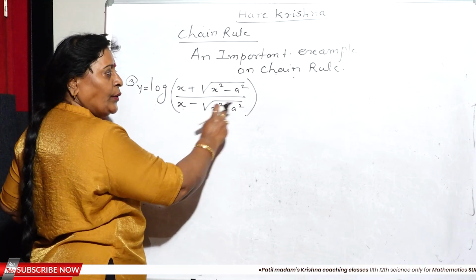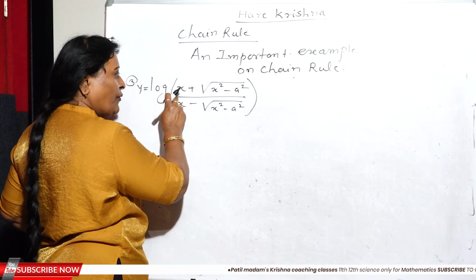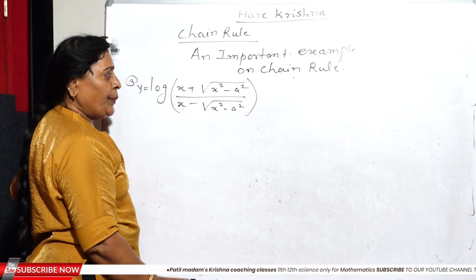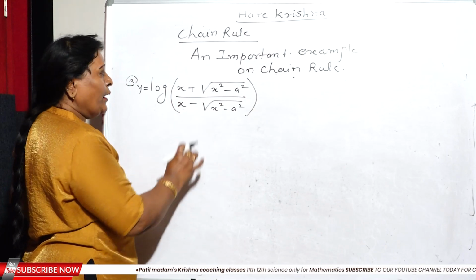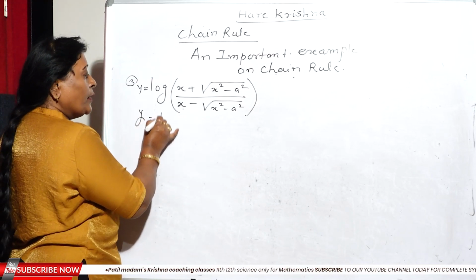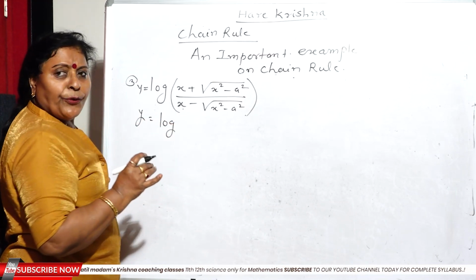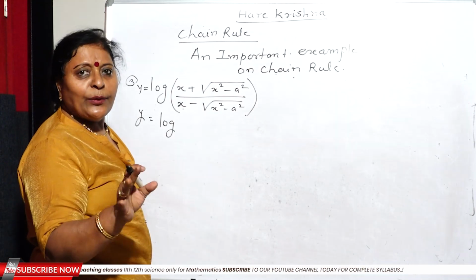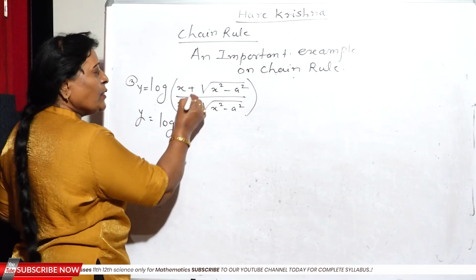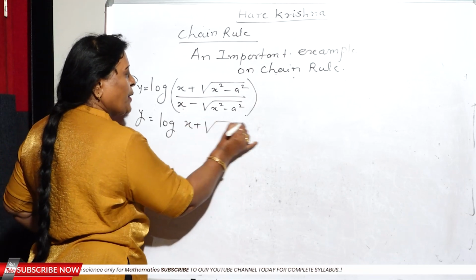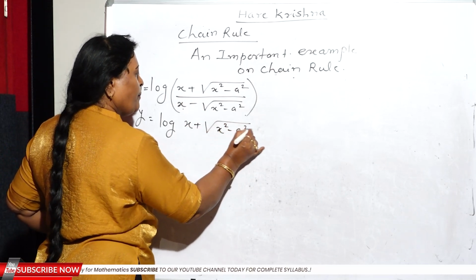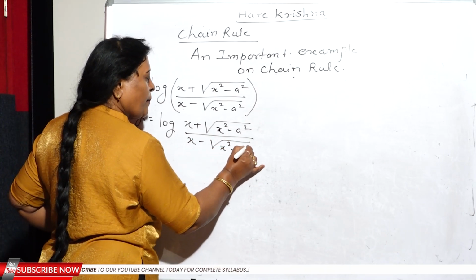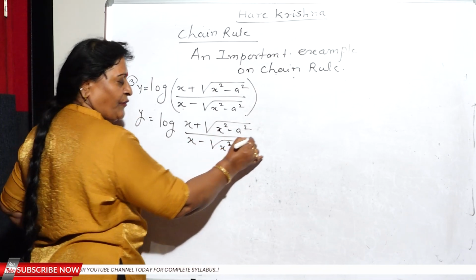Here again you can apply the laws of logarithm. Log of a divided by b means log of a minus log of b. That is also a little bit lengthy. Therefore here you can perform the rationalization. If you make the rationalization, the function gets reduced and it is easy to find the derivative, isn't it? So make the rationalization. x plus root of x square minus a square divided by x minus root of x square minus a square. Now you have to make the rationalization of the denominator.